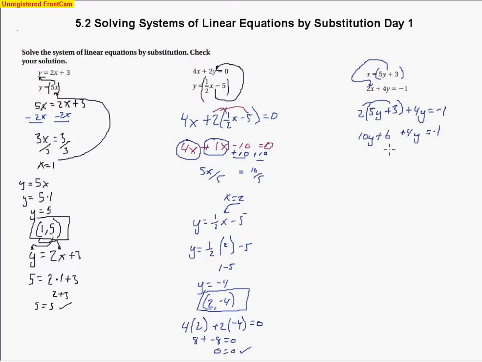And so from that point I go ahead and do some opposite operations. I'm going to subtract the 6 from both sides. So that's going to give me negative 7 equals, and then 10y and 4y makes 14y.